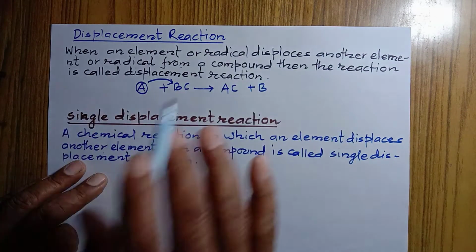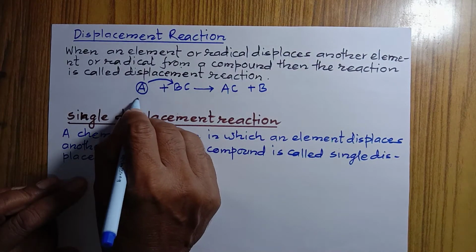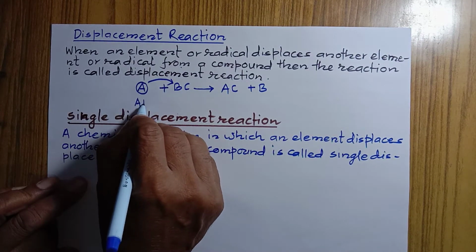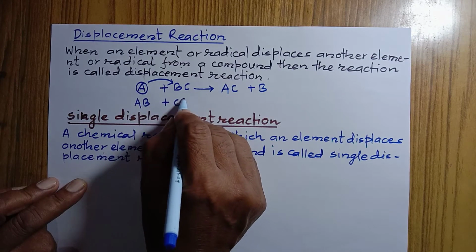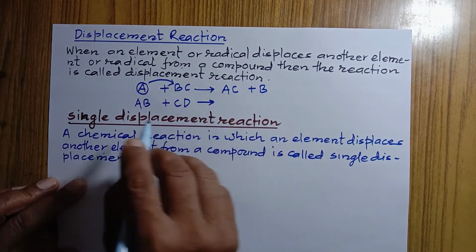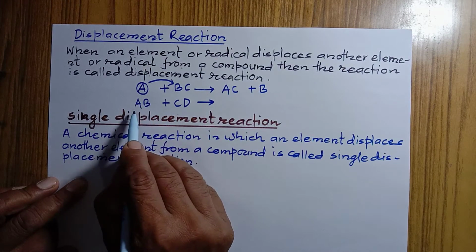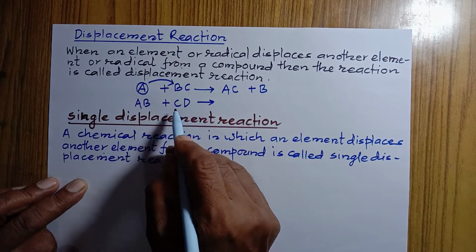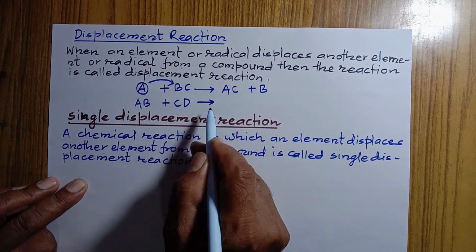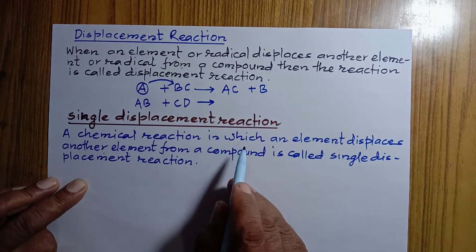Or a displacement reaction may be like this also. Let's say we have a compound AB, another compound CD. Now let's talk about this AB. AB both may be element or radicals. In CD also both may be elements or radicals. Both may be element or radical in both the cases.